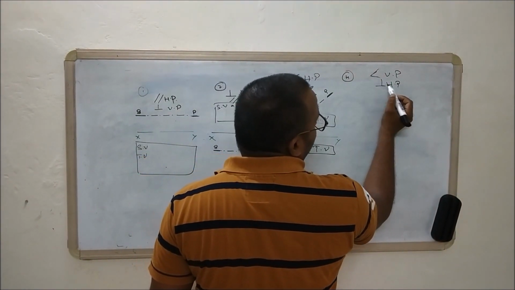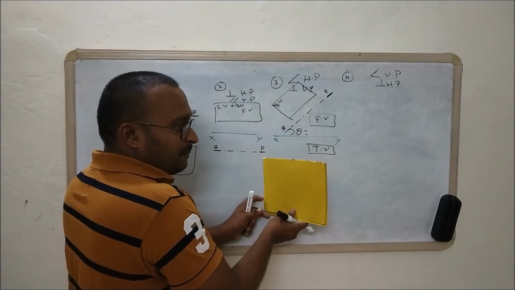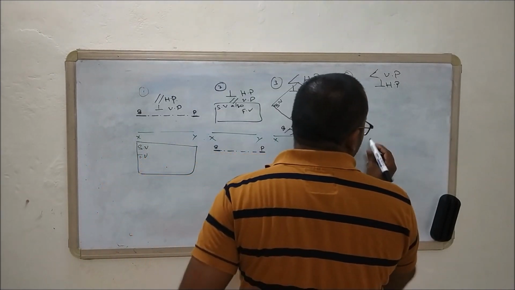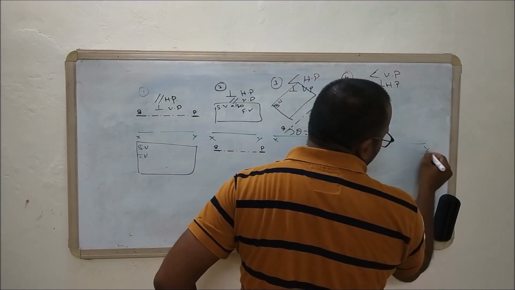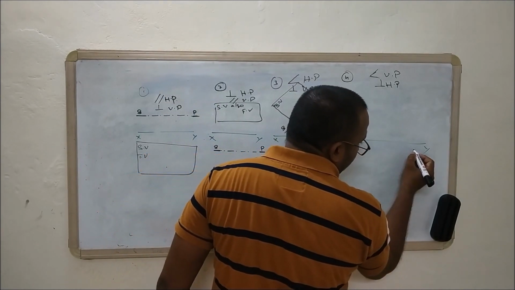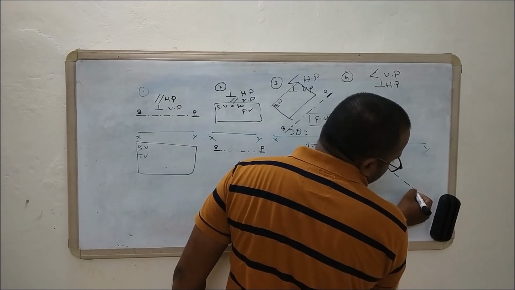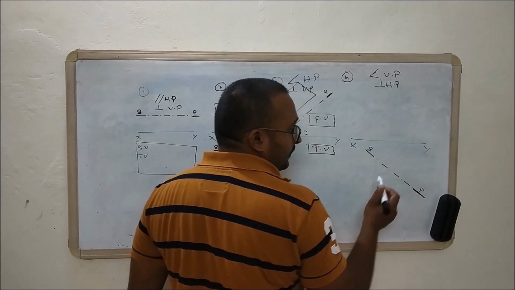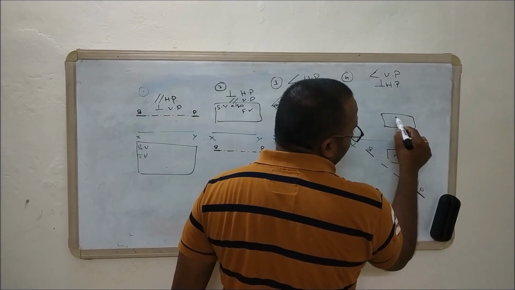Right? So here in the fourth condition, inclined to VP, perpendicular to the HP. So here this is the condition: inclined to the vertical plane and perpendicular to the horizontal plane. Right? So here in this case, if it is the XY line, then this is the section plane, SP, right? So here there will be a top view and here there will be a front view.